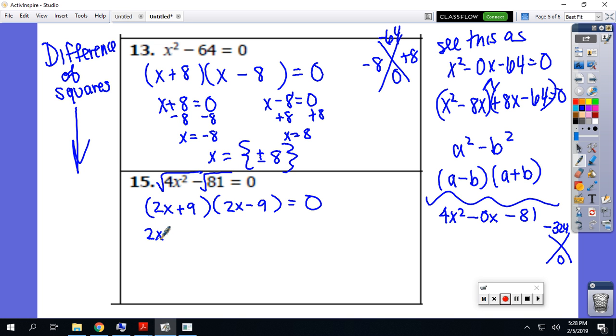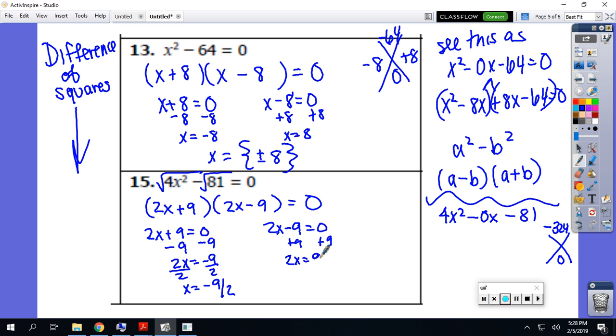Setting each of these, 2x plus 9 equal to 0, 2x minus 9 equal to 0. I'm going to go through, subtract 9. I get 2x to equal negative 9, divide by 2, so I get x to equal negative 9 halves. I'm going to add 9 over here to both sides, so I get 2x to equal positive 9, divide by 2, I get x to equal positive 9 halves. So this one has solutions of x equals plus or minus 9 halves.